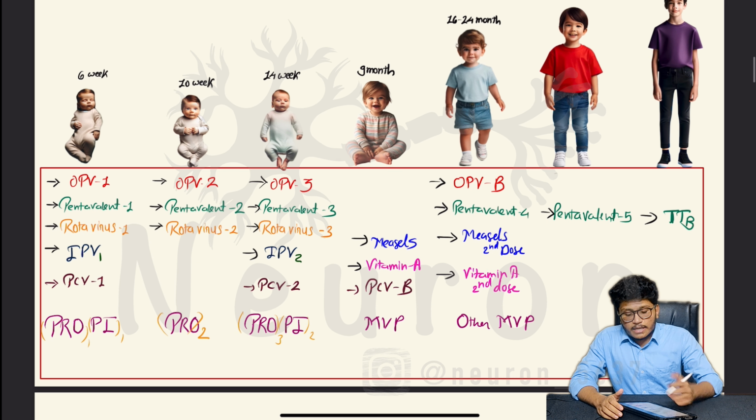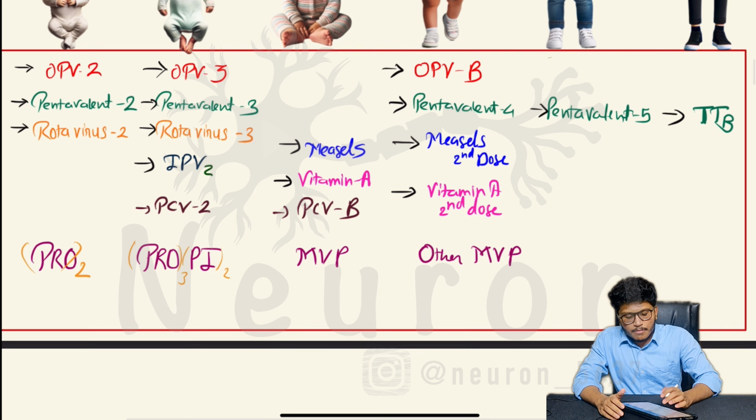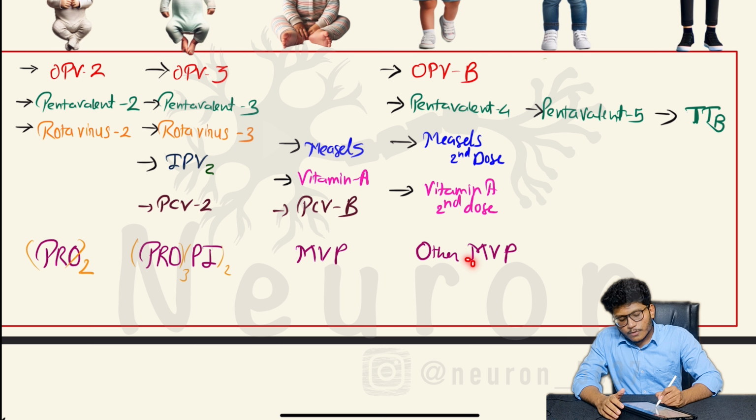Let's move to the next age group. The next age group is 16 to 24 months. So in 16 to 24 months, OPV booster, pentavalent 4, measles dose 2 and vitamin A dose 2 are given. You have to remember by other MVP. This is MVP and this is other MVP. So O is for oral polio vaccine booster, M is for measles dose 2, E for vitamin A dose 2 and P for pentavalent 4.